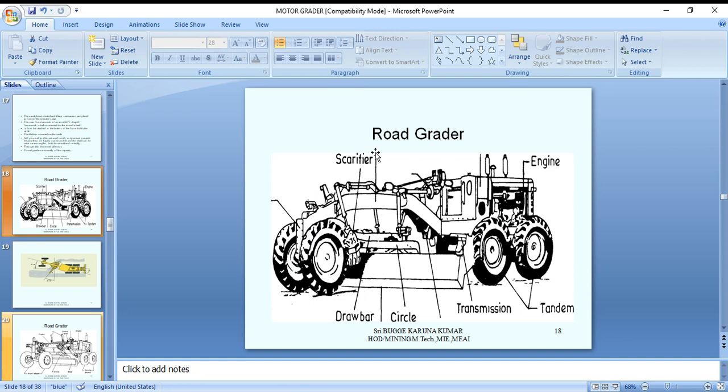The parts of the road grader are shown here. There is the tandem wheel, the engine mounted, that is the tractor engine. These are called tandem wheels. These are the transmission, the circle, the drawbar, and the scarifier. These are the lifting cylinders, vertical cylinders, as well as horizontal cylinders. The simple line diagram can be seen.